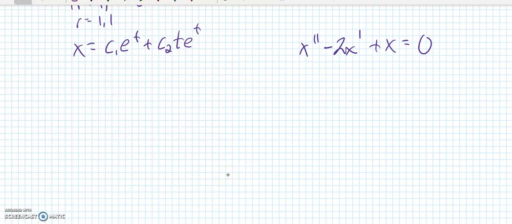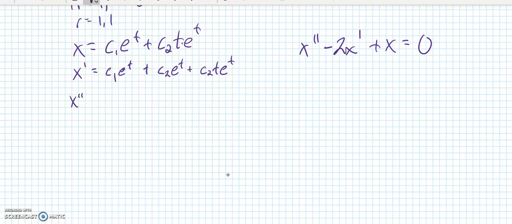Now, I'm going to take the derivative. x prime is equal to, all right, I get c1 e to the t plus, I've got to use product rule right here. So the derivative of t is 1, so I get c2 times 1 times e to the t plus c2 times the derivative of the second, e to the t is just e to the t, times the t is the exact same term. So I get c2 t e to the t.